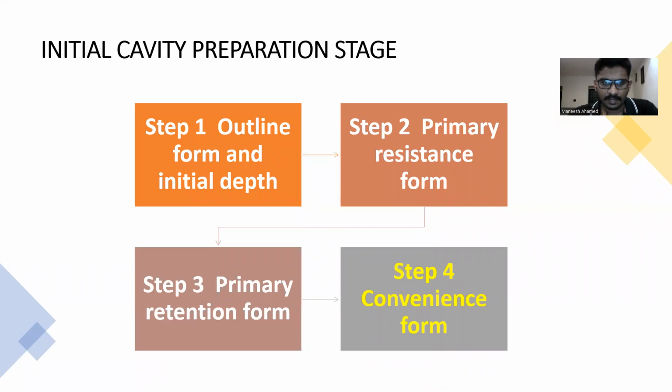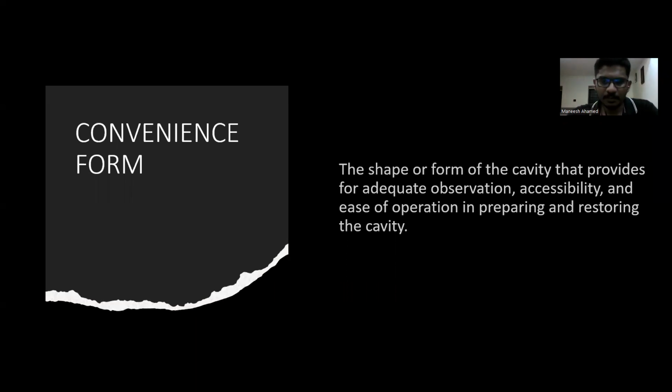The fourth step in initial cavity preparation is the convenience form. Convenience form is the shape or form of the cavity that provides for adequate observation, accessibility, and ease of operation in preparing and restoring the cavity. So it simply states that the cavity should have a particular width for proper observation and also for the accessibility of the instruments and for the ease of operation in preparing and restoring the cavity. So by that we have completed the initial tooth preparation steps.